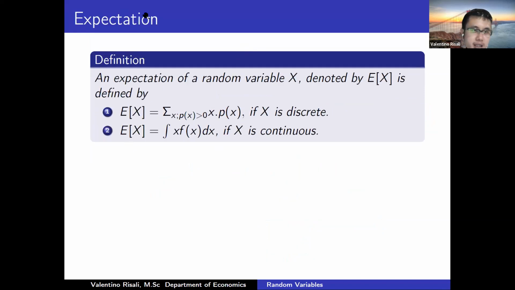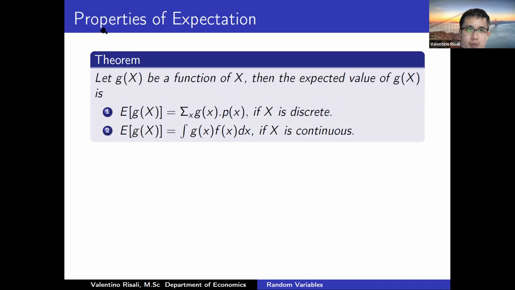From the definition of expectation, we use only x here. But actually, from this property, if we have g(x) as a function of the random variable x, we can find the expectation of g(x) by this formula. That is, if x is discrete, we use the sigma of g(x) times p(x), and if x is continuous, we use the integral of g(x) times f(x) dx. Just replace x by g(x).